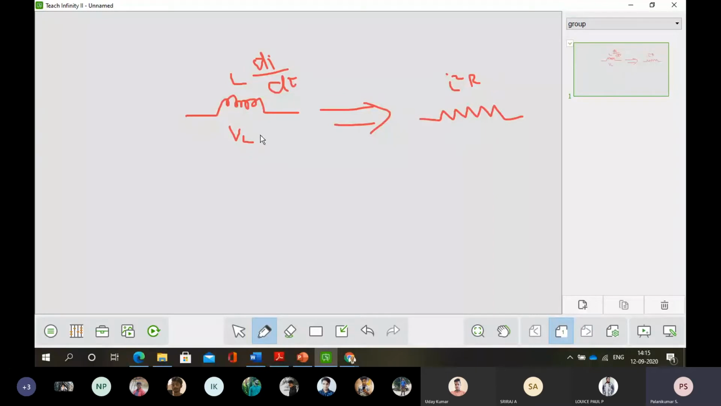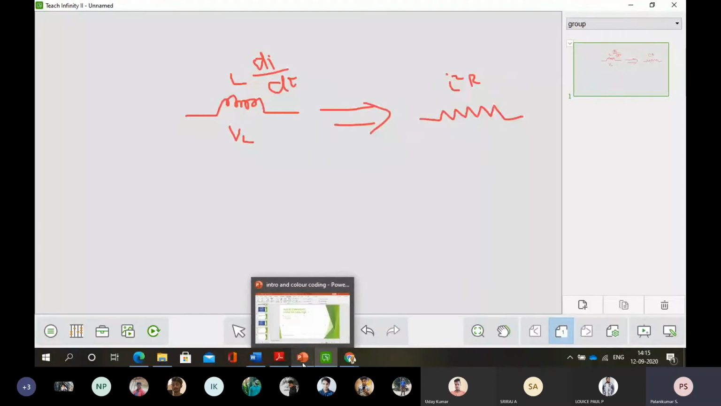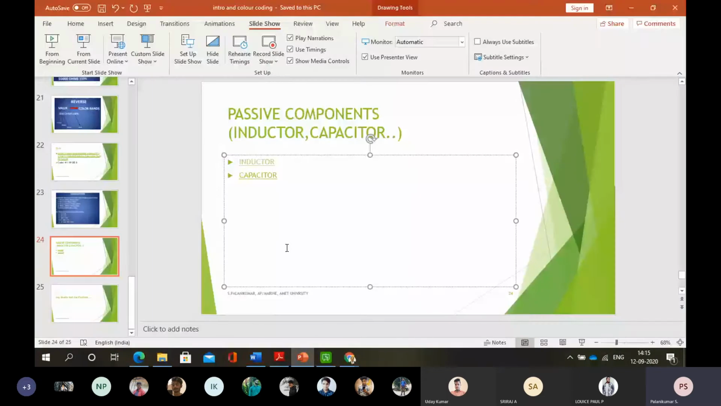But what is the similarity? Both are opposing the flow of current. Especially change in current, it is very much opposing. That is called an inductor. So in this regard, I wish to show one important video.